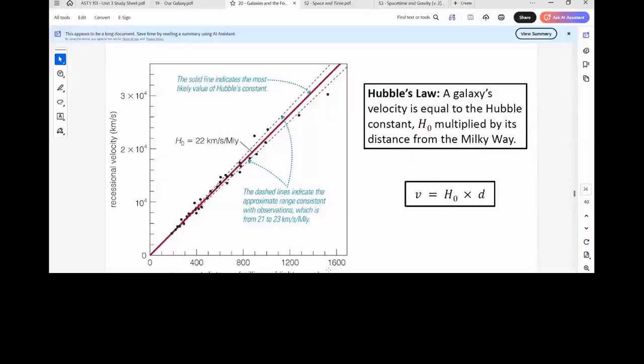But you can change the units that are on the x-axis of this graph. In lab, we tracked millions of parsecs instead of millions of light years. So our slope value was closer to 70 kilometers per second per million parsecs.